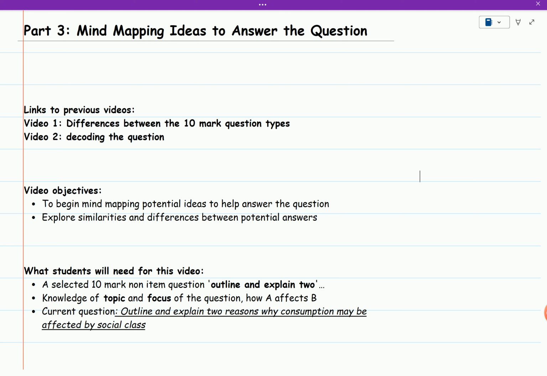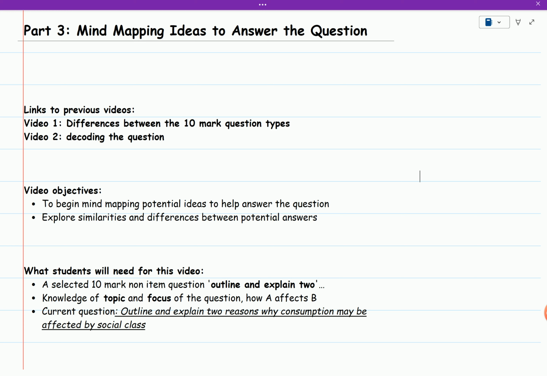And what we're actually going to be doing in this video, you can probably see in the title, but the objectives. We need to begin mind mapping potential ideas. So we've looked at the question, we have a question in mind. We looked at what the question is asking us to do, but we've still got a long way to go until we actually have an answer in front of us. And the first place I would suggest students start is by mind mapping their potential ideas in relation to the question. We can do that together.